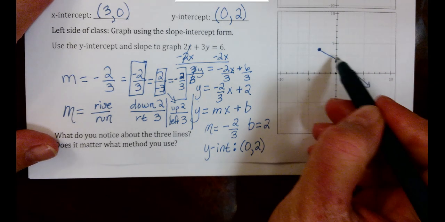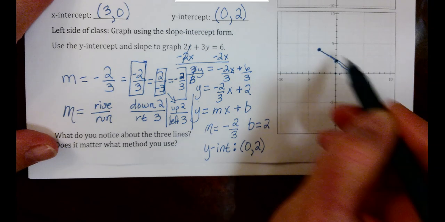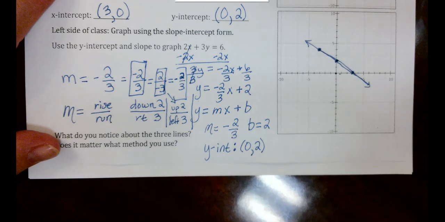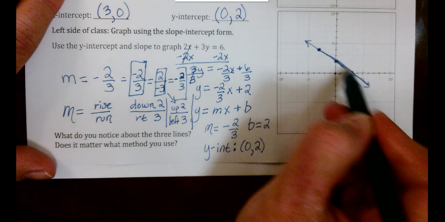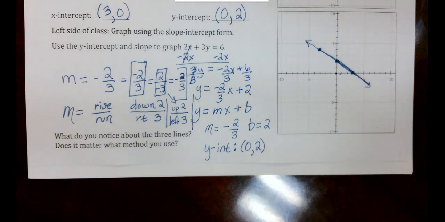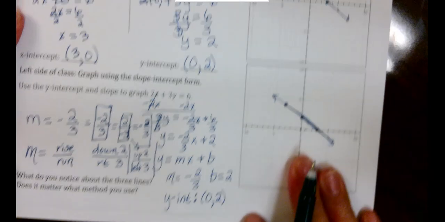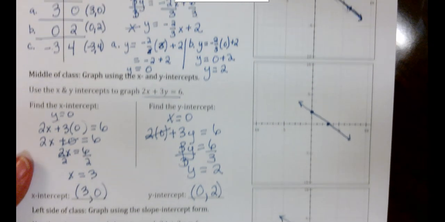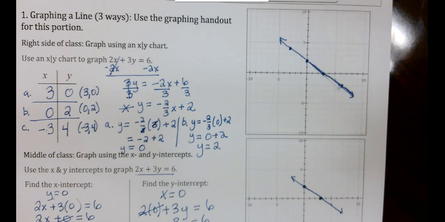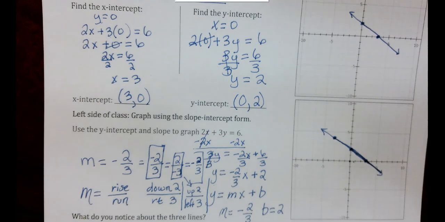Again, not perfect. That was not a real good line. There we go. We'll see that this is the exact same thing as what we got here and here. So again, it doesn't matter which way you do it. You can choose which way you want to do it.